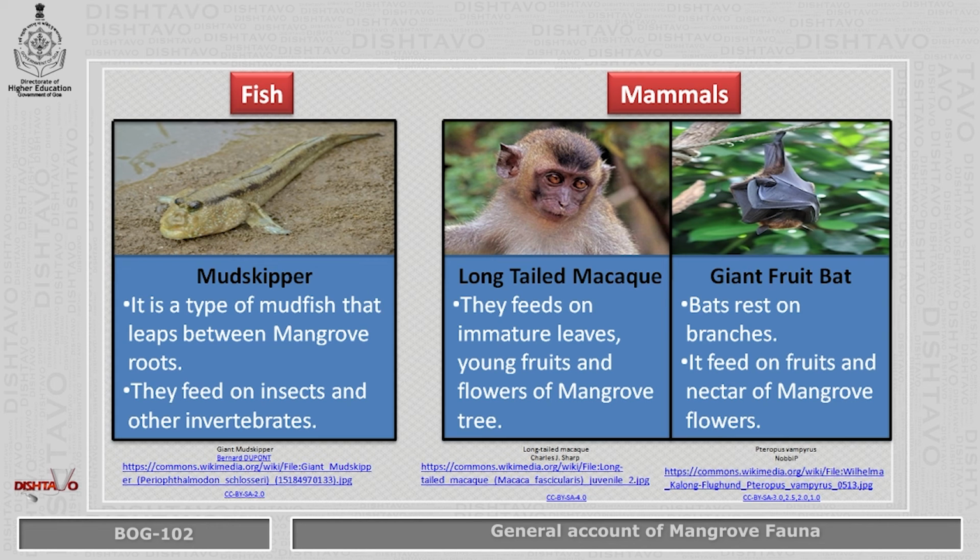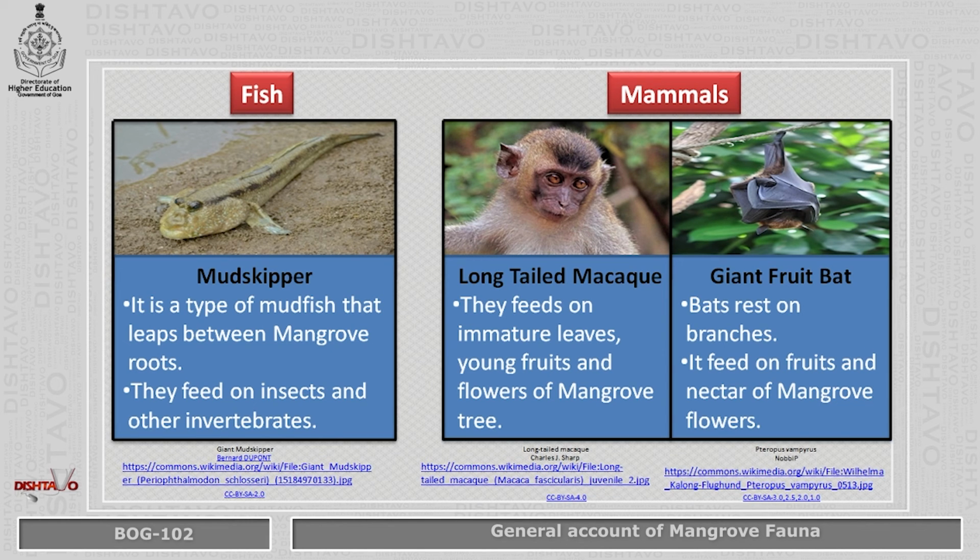Moving to the mammals found in the mangrove forest. They are the long-tailed macaque and the giant fruit bat. The first one is the long-tailed macaque. They are a common primate species. They feed on immature leaves, young fruits and flowers of mangrove trees.